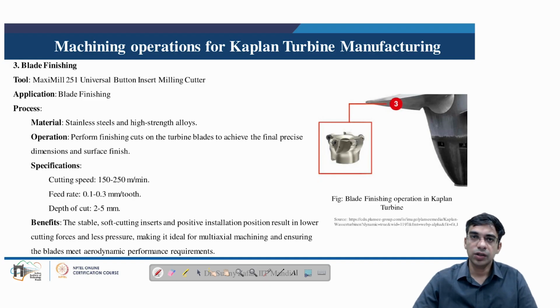So during this machining operation, a cutting speed of 150 to 250 meters per minute is utilized. A feed rate of 0.1 to 0.3 millimeters per tooth is utilized at a depth of cut of 2 to 5 millimeters. Benefits involve stable, soft cutting inserts with positive installation position, resulting in lower cutting forces and less pressure, making it ideal for multi-axial machining, ensuring blades meet the aerodynamic performance requirements.